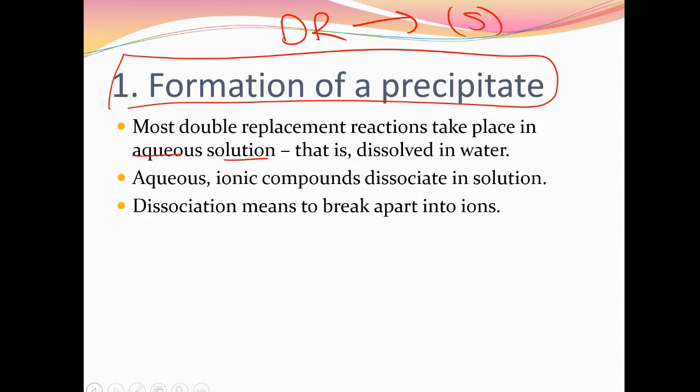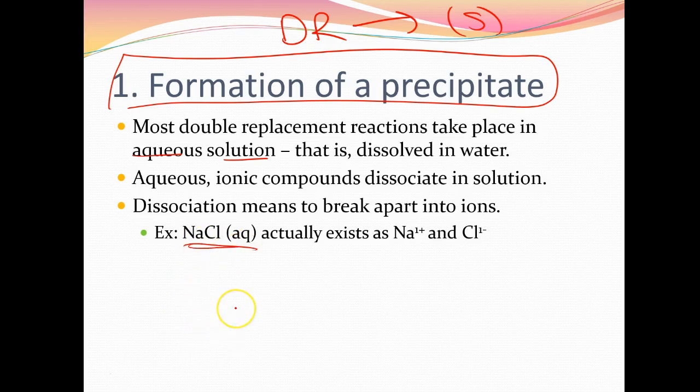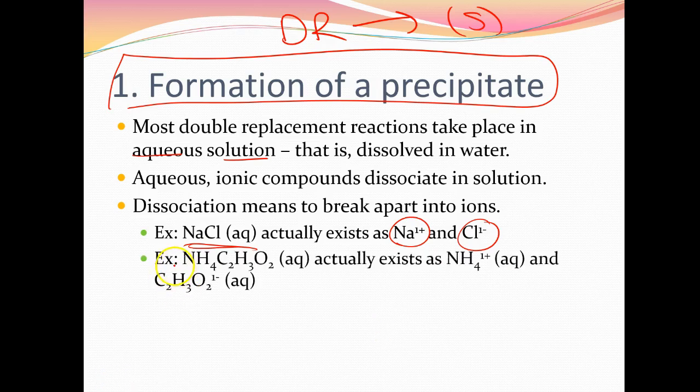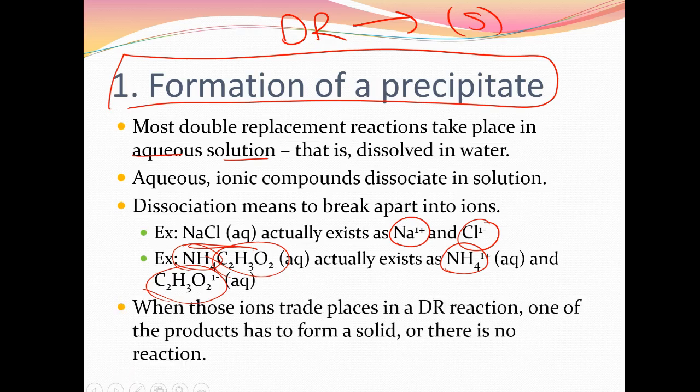So dissociation means they break apart into their ions. So really, there's no such thing as NaCl with the (aq) afterwards. It actually exists as Na+ and Cl-, and they're all floating around in water. Ammonium acetate exists as ammonium and acetate. You break it apart into its names. That's how they break apart. And what happens is when they trade places in a double replacement reaction, one of the products has to form a solid or there is no reaction.